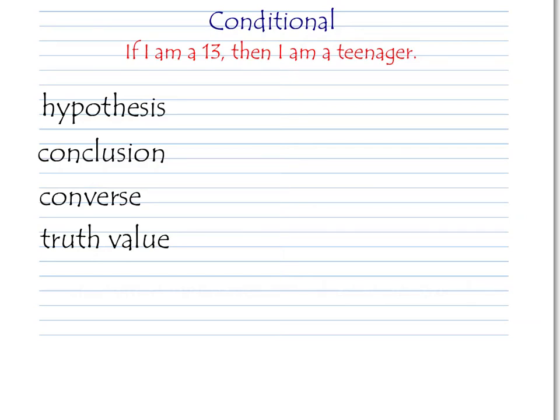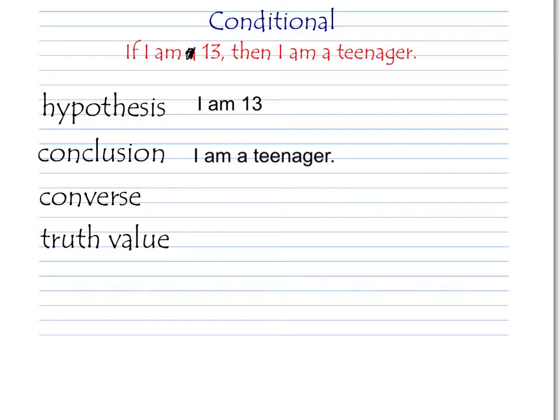The hypothesis, in this case, again, is the if part, and the hypothesis would be I am, whoa, that's a typo, that should just say I am 13, sorry about that. Let's just fix that right here. So the hypothesis should say I am 13, and the conclusion is the then part, I am a teenager. The converse of the statement, again, we switch the hypothesis and the conclusion, so that would be, if I'm a teenager, then I'm 13.